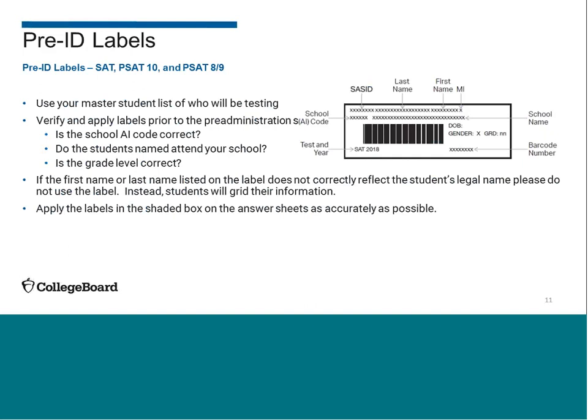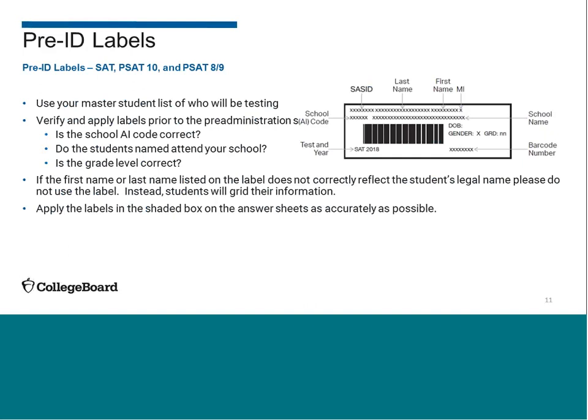This screen gives you a sense of what the pre-ID labels are going to look like. They are identical to what you used last year. In the upper left-hand corner, there will be the student's SACID. You will also have their name along the top portion of the label.